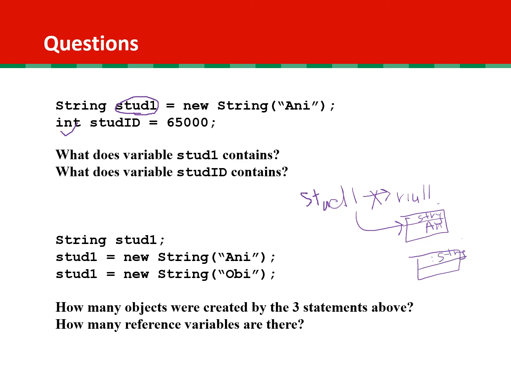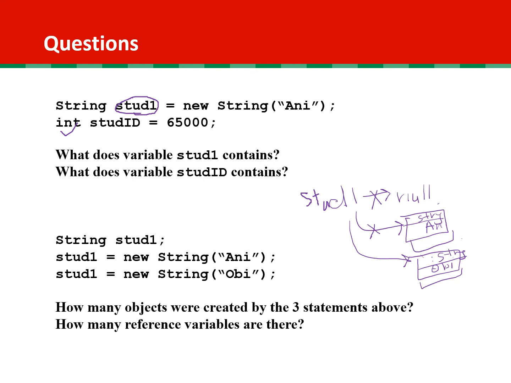Okay, type string, and the value is ob. And it comes together with method. Okay. So what happened on the third line? You say stud1 equal to new string ob. So what will happen is stud1 will no longer be pointing here. It will be pointing here.